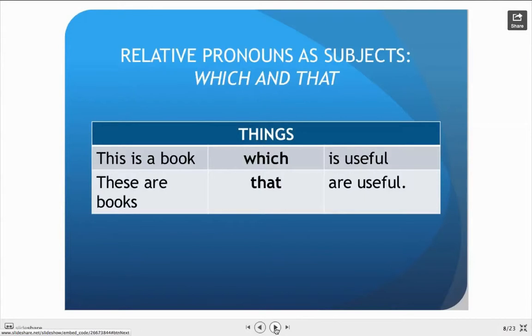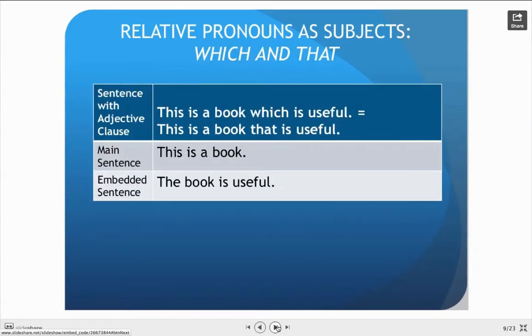Okay, when I have which or that, in this kind of sentence, I can use these interchangeably. This is a book which is useful, or I could say this is a book that is useful. These are books that are useful, or I could say these are books which are useful.